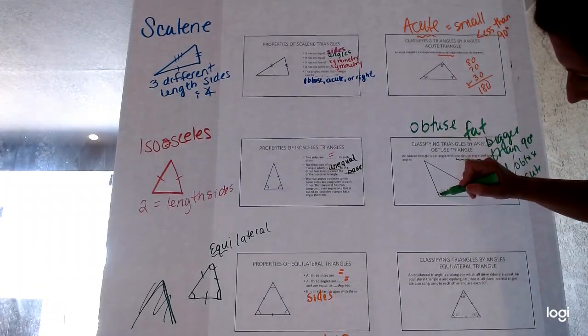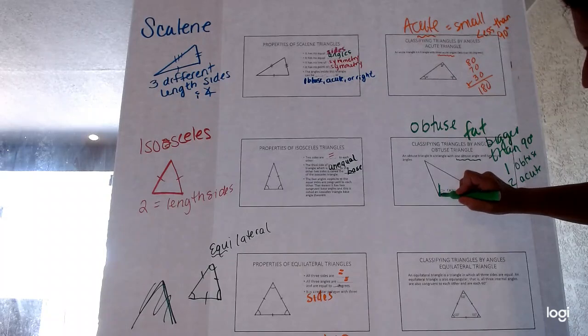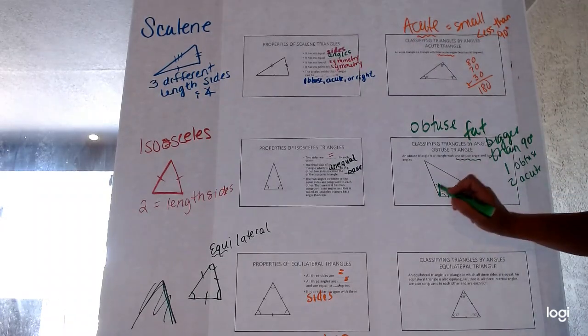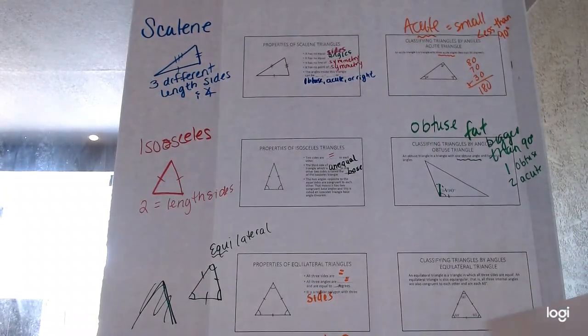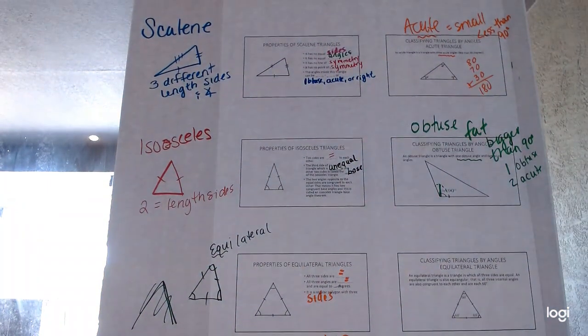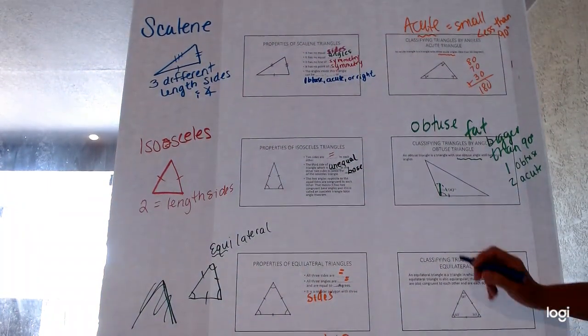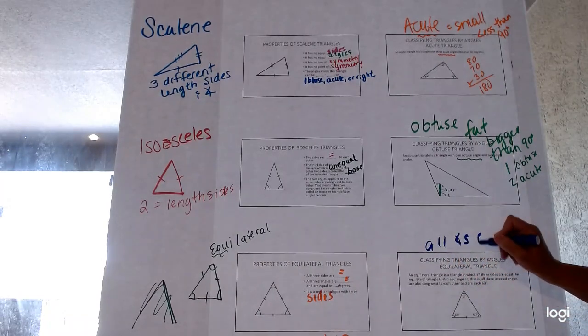Do you see this line here? It shows me that this right here would be 90 degrees, so I can see that from here to here, it's probably like 100, 110 degrees. So obtuse means bigger than 90 degrees. Only one angle is bigger than 90. And then an equilateral triangle, all angles are equal.